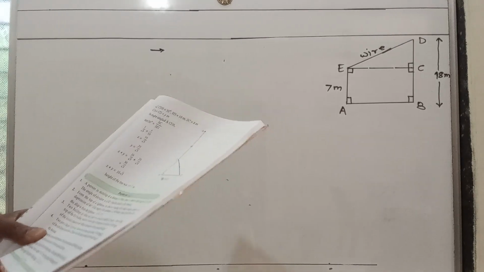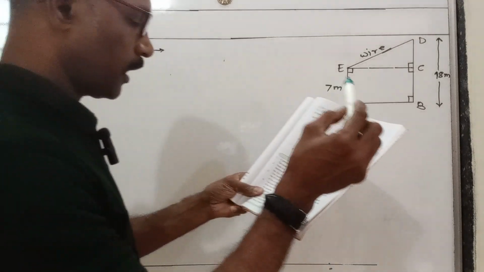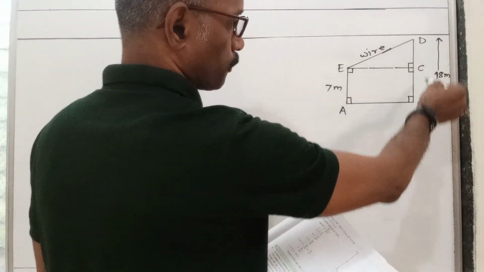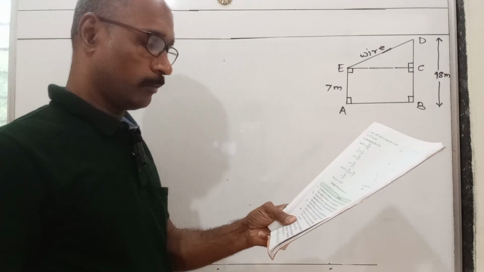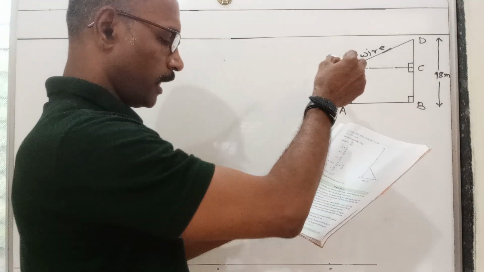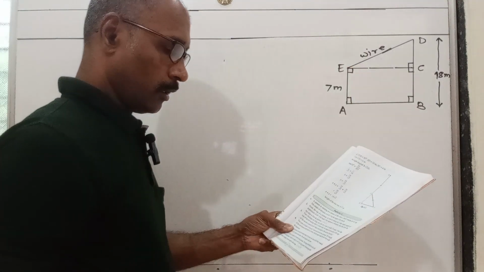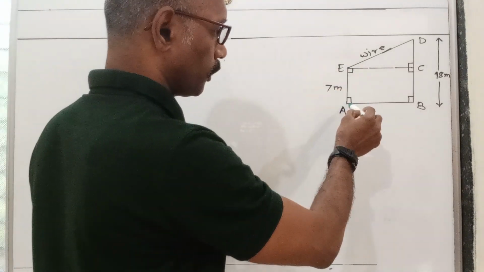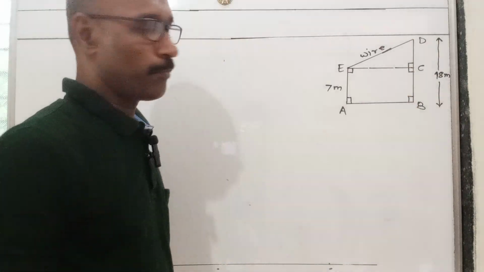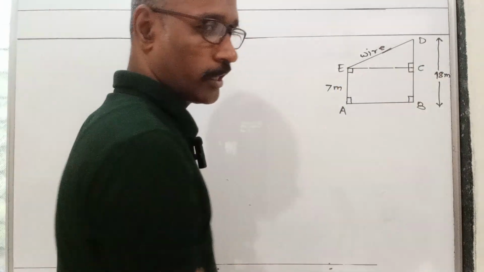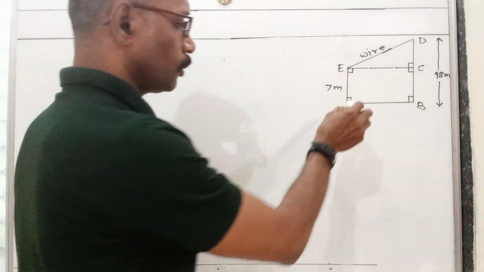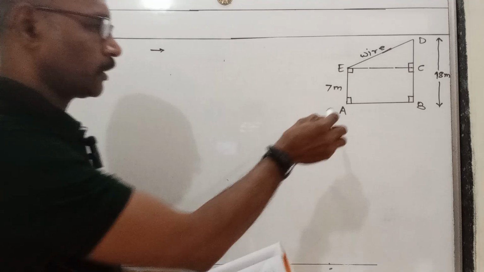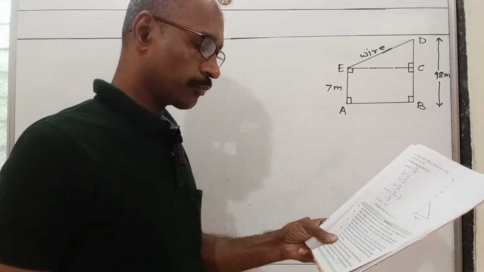Practice set 6.2 question number 4. Two poles of heights 18 meter. This pole BD height is 18 meter and the second pole, that is the smaller one, 7 meter, are erected on the ground. See, this is smaller and this is the taller one. Now when these are erected on the ground, then those are always perpendicular to the ground. Okay, therefore here 90 degree, here 90 degree.